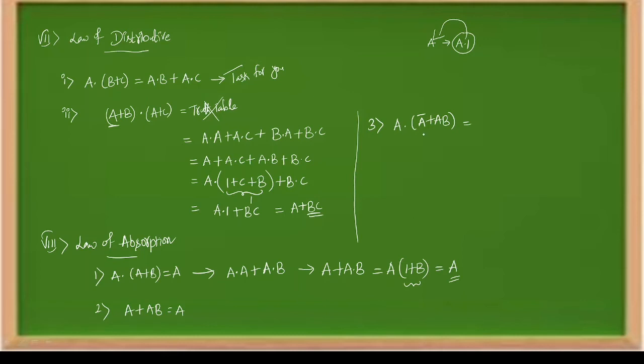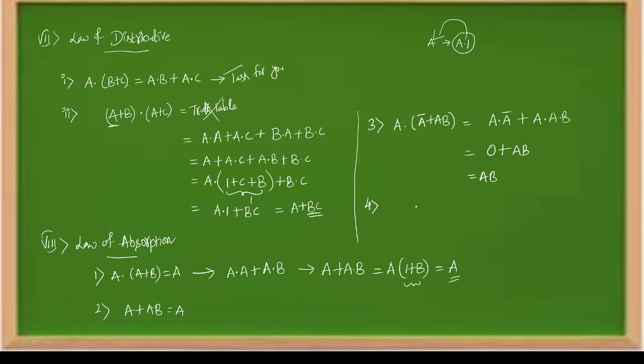Now, applying the law of distribution here itself, I can get A and A bar as the first term, and as the second term, it has A and B. And it is equal to, what is A and A bar? It is 0. So 0 plus A and A is simply written as AB. So its value is AB. This is the third law of absorption. Let me write the fourth law.